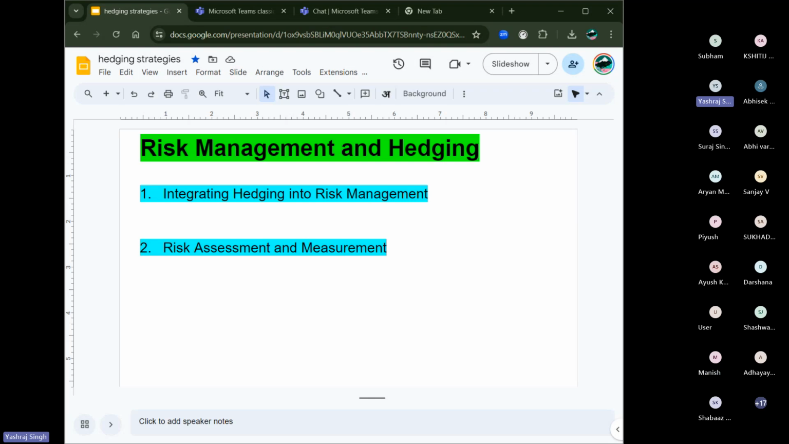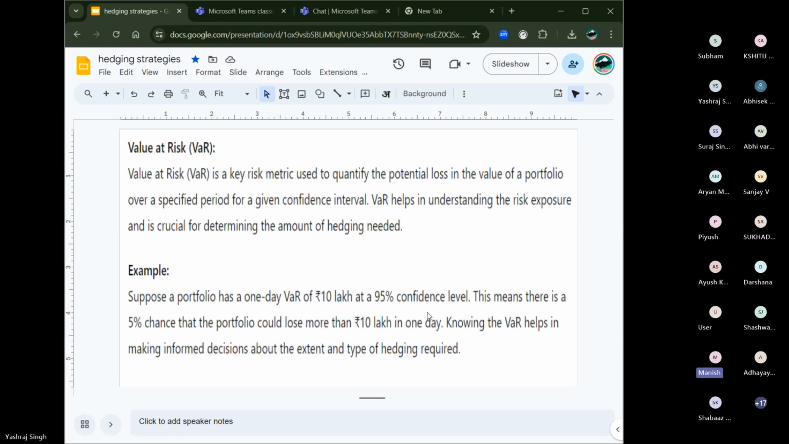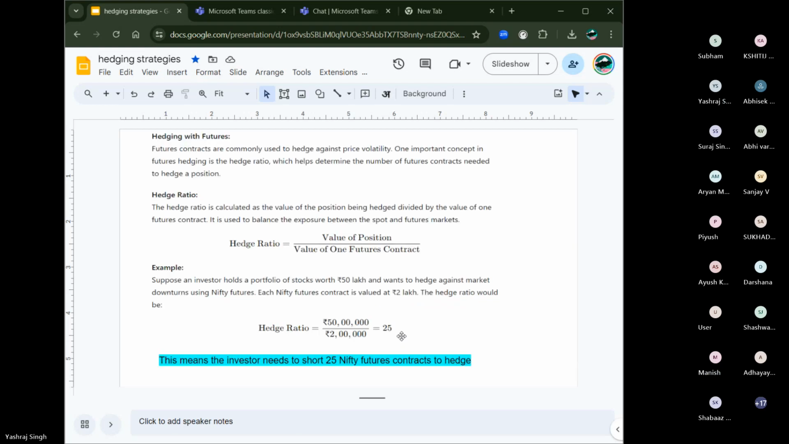95% of the times you will have a loss lesser than 5% of your portfolio, right? But if this is the VAR value, how can we hedge that? That is something we need to understand. This is why I'm introducing this new topic, where we will be hedging with futures. So value at risk is a key metric: if your portfolio is 10 lakhs and the confidence level is 95%, your VAR is 5%. Okay. Hedging with futures.